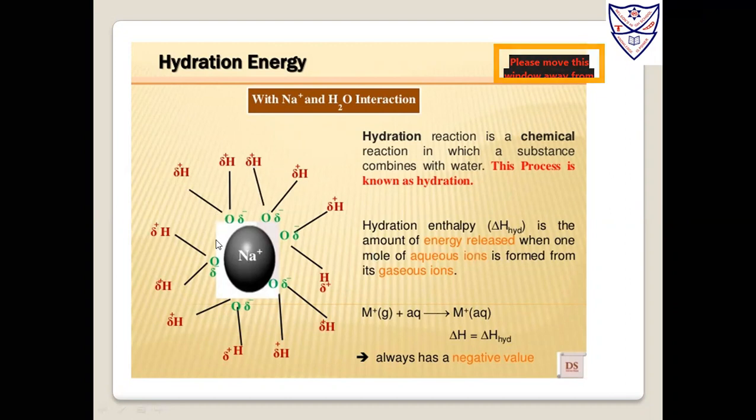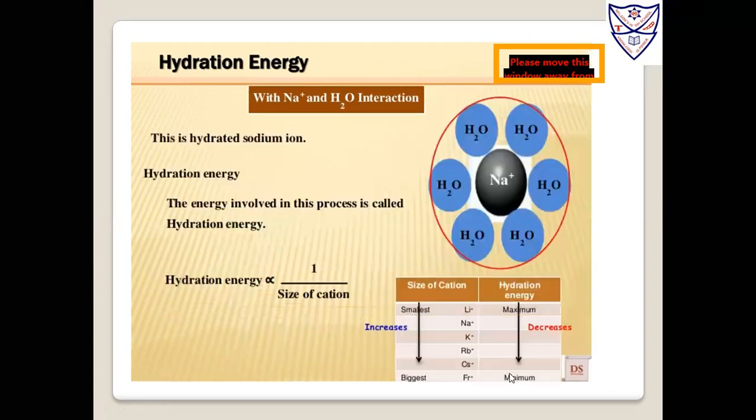See here water. So how does it attract? This is a plus, and this is in the form of polar negative. So both attract to form a hydration. This process is called hydration. So the hydration reaction is a chemical reaction in which a substance combines with water and forms a compound. And this process is known as hydration. And this is always in the form of a negative value. See here, Na+ plus water. This is a hydrated sodium ion.